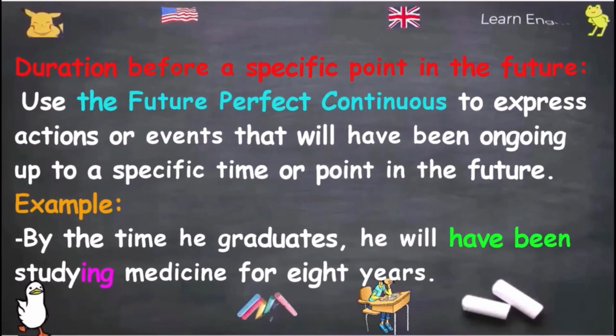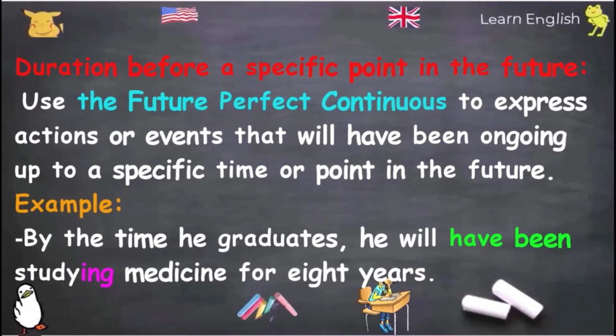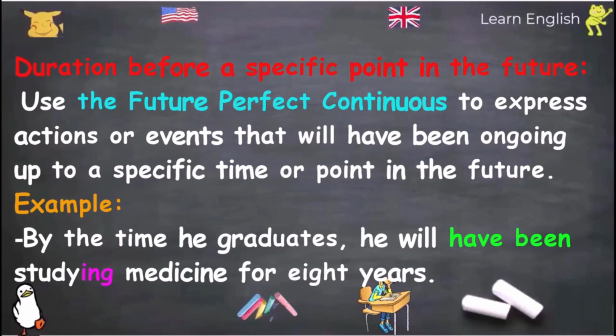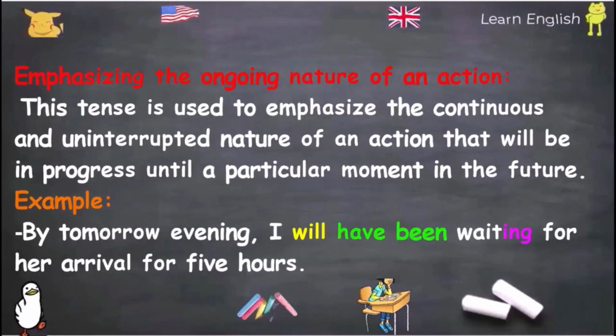Use the future perfect continuous to express actions or events that will have been ongoing up to a specific time or point in the future. Example. By the time he graduates, he will have been studying medicine for 8 years.